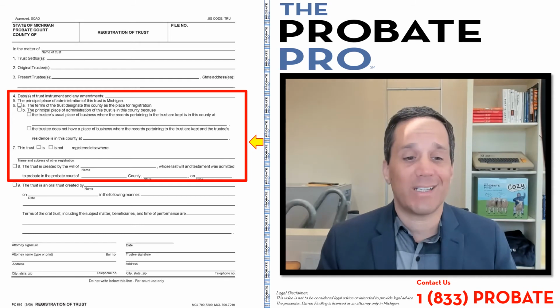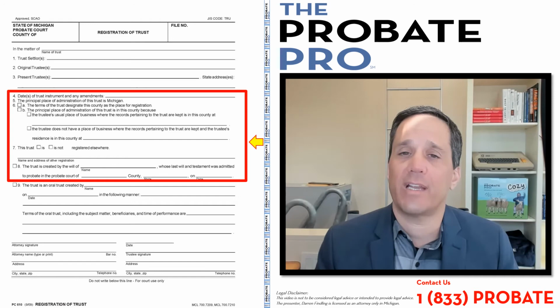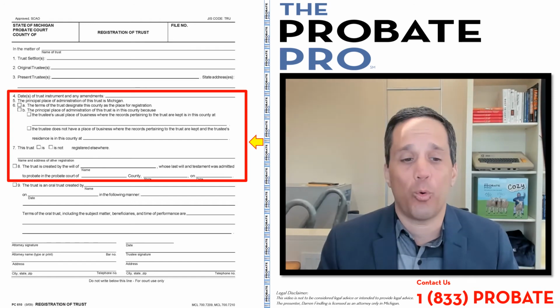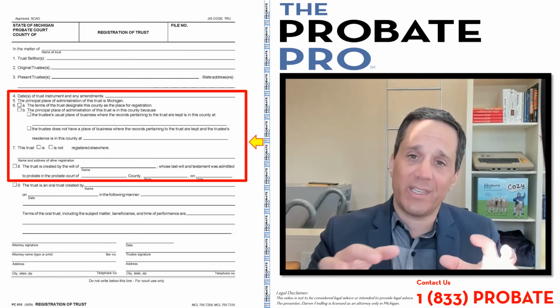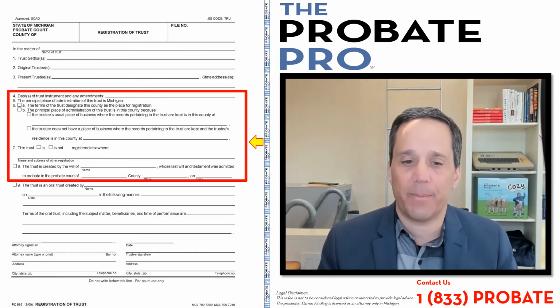7, the trust is or is not registered elsewhere. And then, of course, you'd identify where that may be. 8, the trust is created by the will of, meaning it was created within a testamentary document, a will, and the name of that person whose last will and testament was admitted to the probate court.